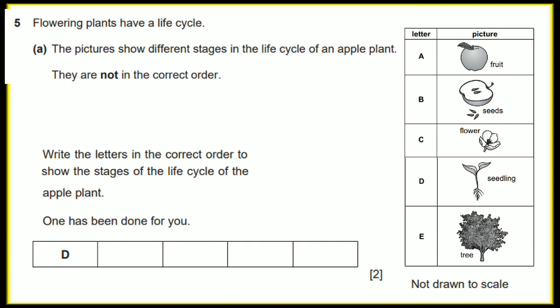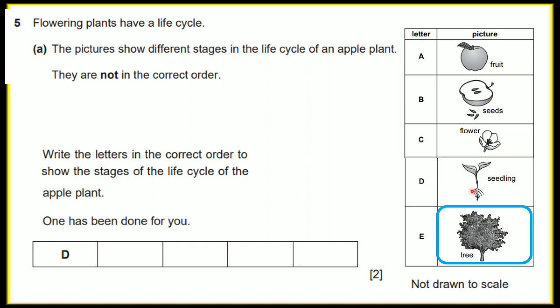Flowering plants have a life cycle. I've shown here: A, fruit; B, seed; C, flower; D, seedling; then E, a mature tree. So write them in the order. D, so which is D? Seedling. Okay, so after seedling, what next?